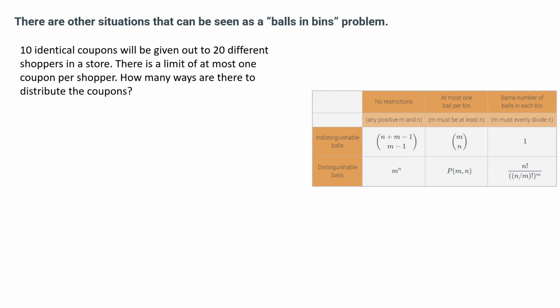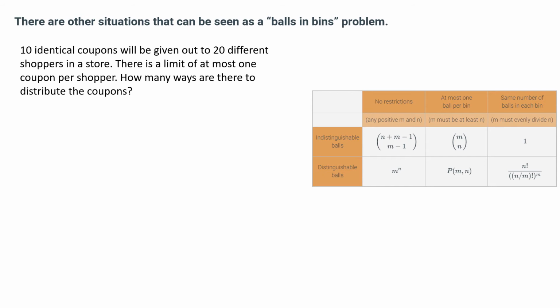So we would look over here and I would tell you, by the way, this is a balls and bins problem, and so you'd say, well, okay, I know I could find what N is, I could find what M is. There is a limit of at most 1 coupon per shopper. So we use this middle column where it says at most 1. But then we have to decide, do we have indistinguishable balls or distinguishable ones? Well, here we're talking about coupons and we're told they're identical. So therefore it would be the bottom line.